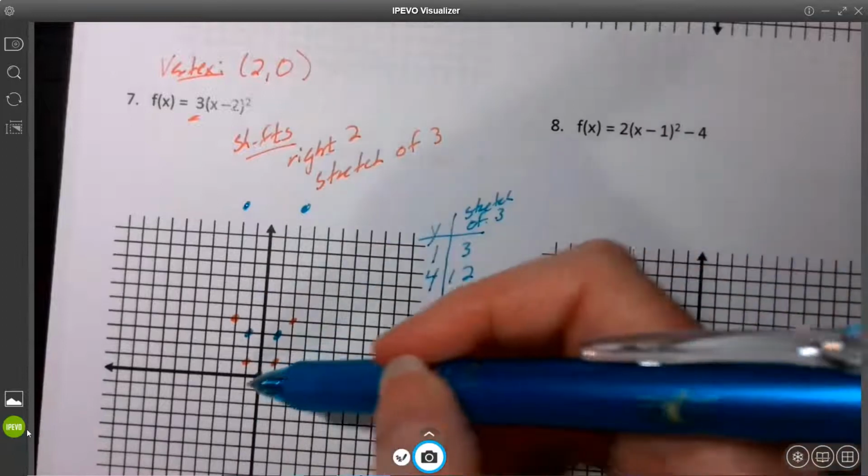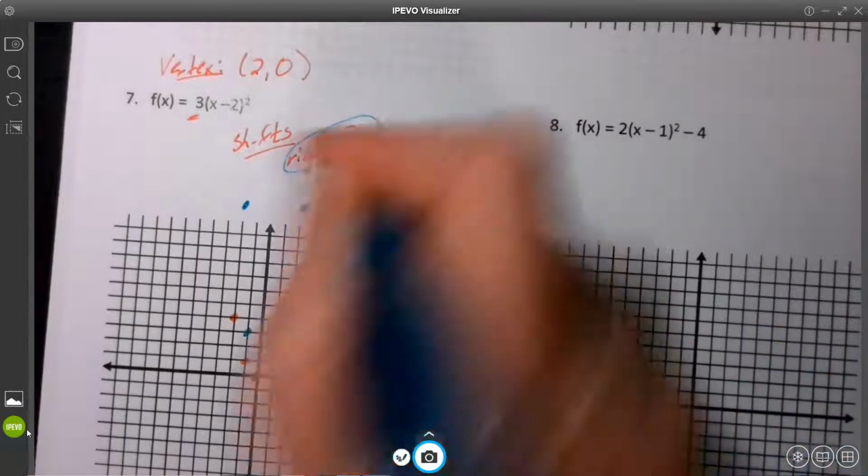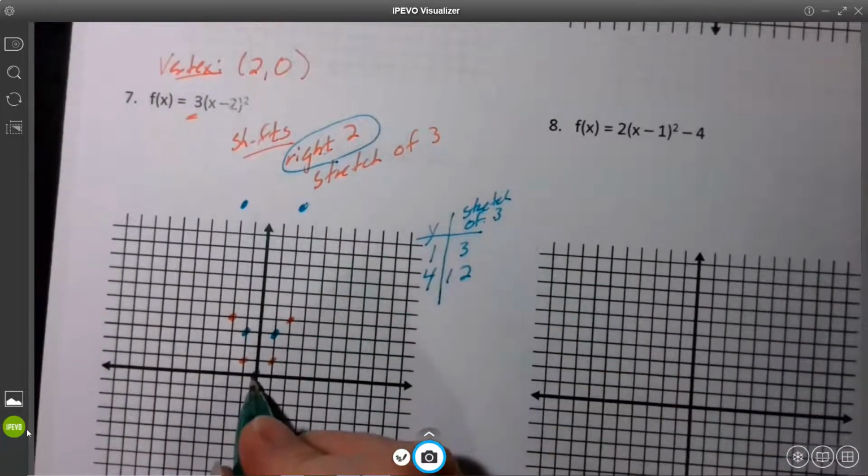Now my parent function are the blue dots. Now I'm going to do this right 2 thing. One more color. So I'm going to move everything right 2. So 1, 2.